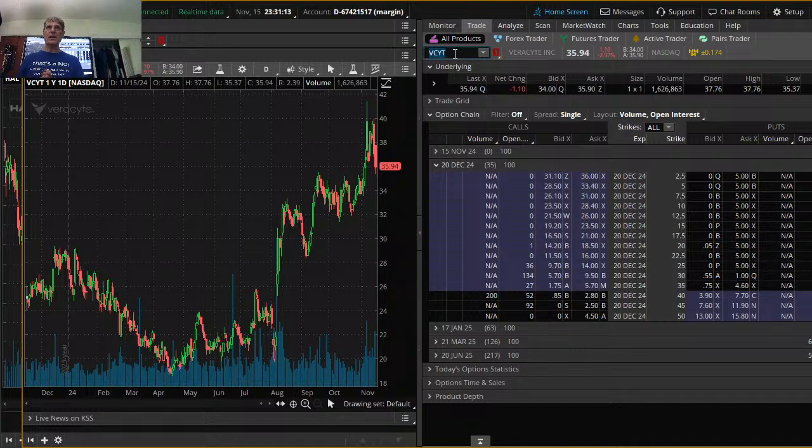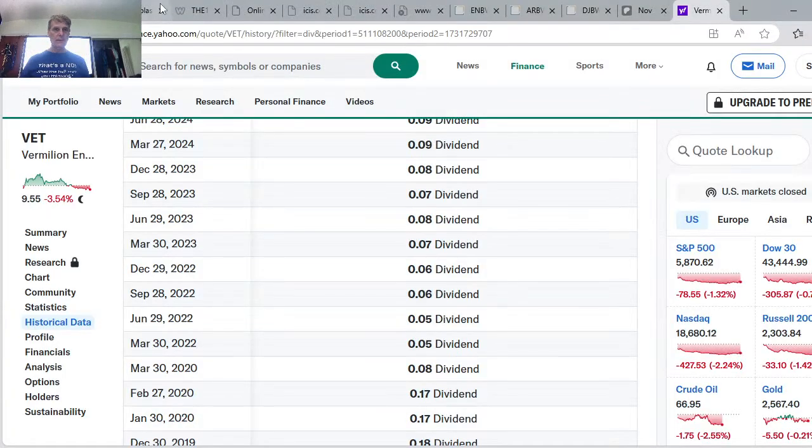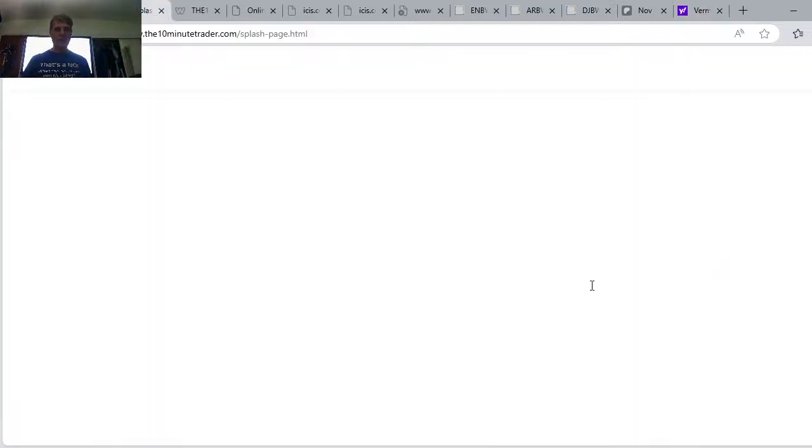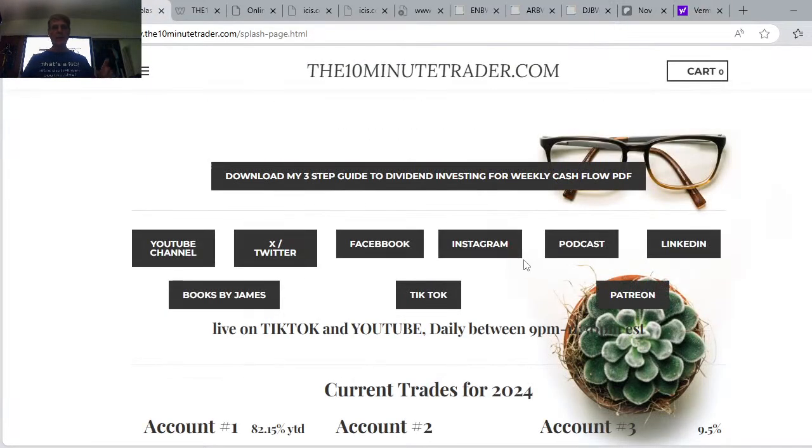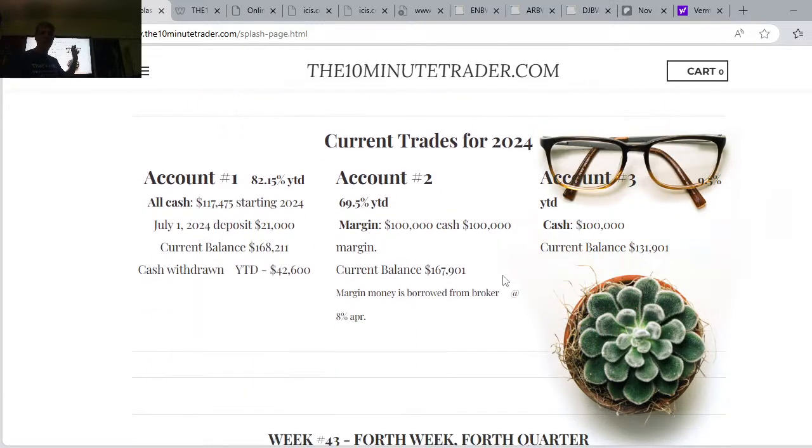So let's say hypothetically, wait, not even hypothetically, let's go to here, splash page right there. Okay, very first thing you see, this is my website, one of the pages. It gives you all my social media, but what I want you to take a look at right here says current trades for 2024. Now, I have 6 different accounts. I share 3 of them with you guys. The other 3 I don't share. Don't ask. I'm not going to tell you.